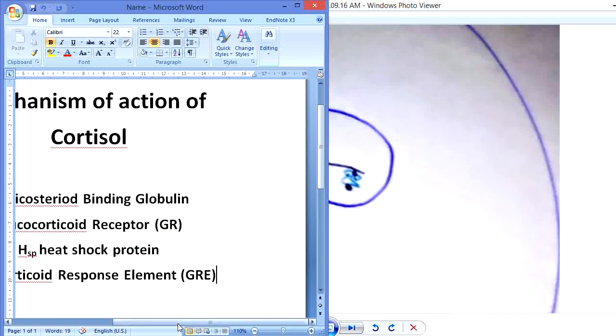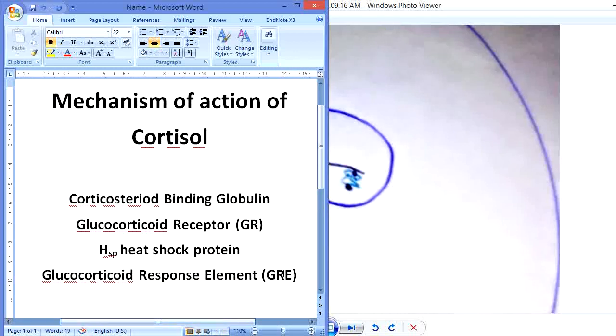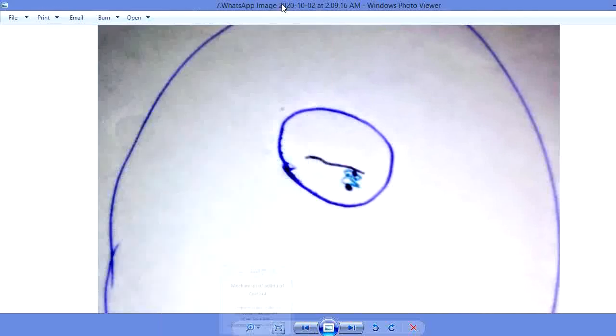You can simply call it GRE, glucocorticoid response element. You can also call it glucocorticoid receptor element. But simply this is the glucocorticoid response element. The glucocorticoid response element is actually a small fragment of DNA which is responsible for the binding with the dimer, so this glucocorticoid response element will combine with the dimer of the glucocorticoid receptor complex.